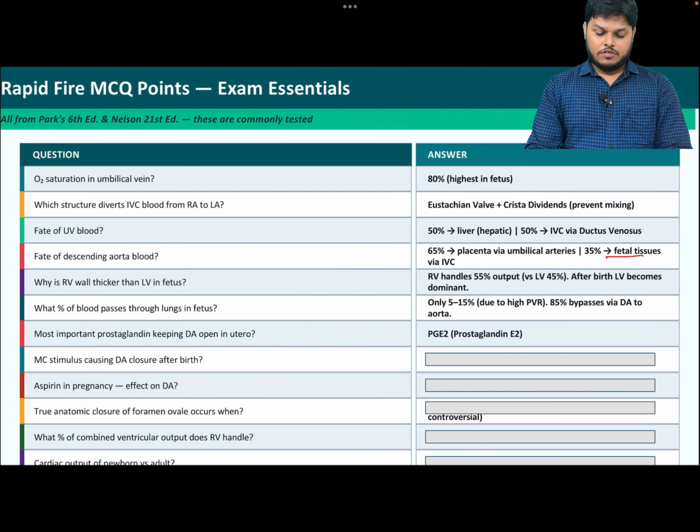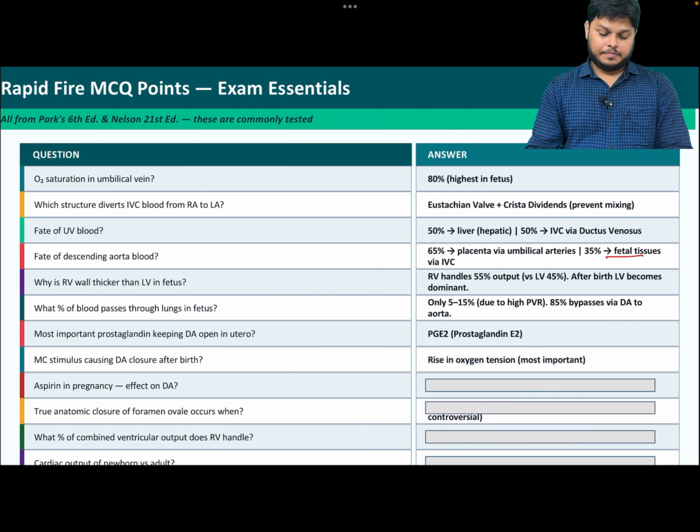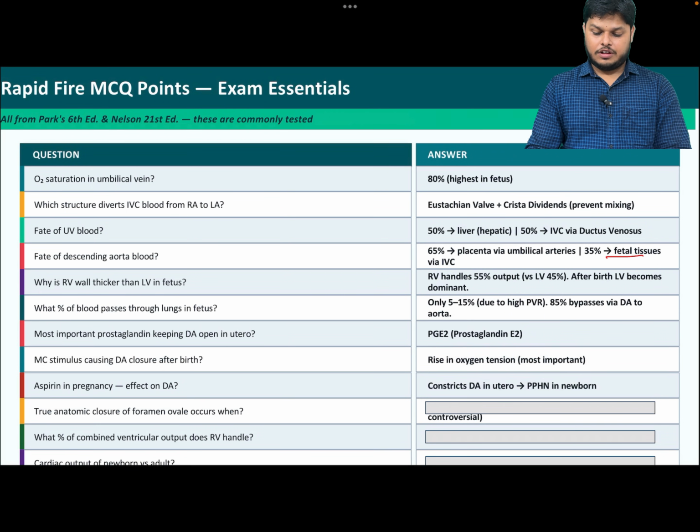Most common stimulus causing ductus arteriosus closure after birth? Rise in oxygen tension. Aspirin in pregnancy, what is the effect on ductus arteriosus? It constricts the ductus arteriosus in utero. So that might lead to PPHN, persistent pulmonary hypertension of newborn.